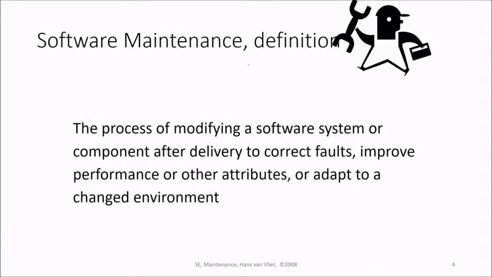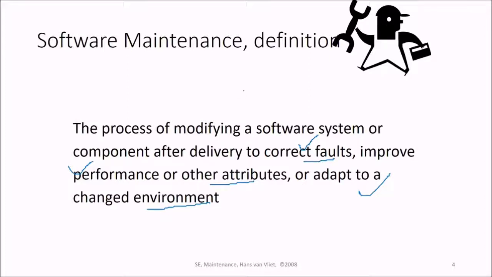So let us take the definition of software maintenance first. The process of modifying a software system or component after delivery to correct faults, improve performance, or other attributes, or adapt to a changed environment. Correct, this is corrective maintenance; improve performance and other attributes, this can be perfective maintenance; and adapt to changed environment. There are four types of maintenance actually: corrective, preventive, perfective, and adaptive. So this is the last one, the adaptive maintenance.